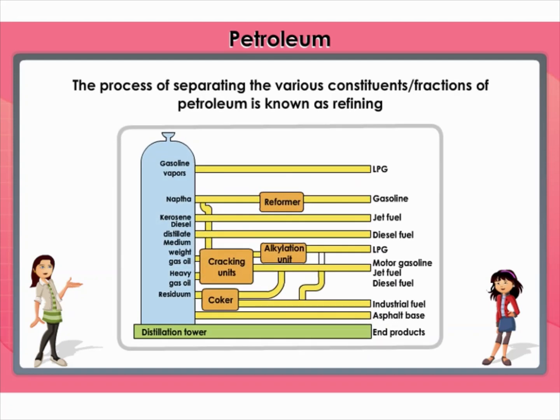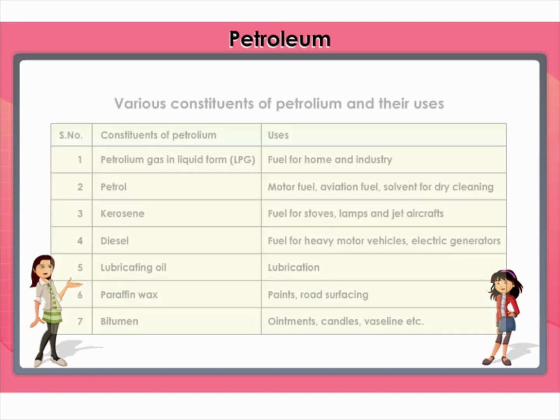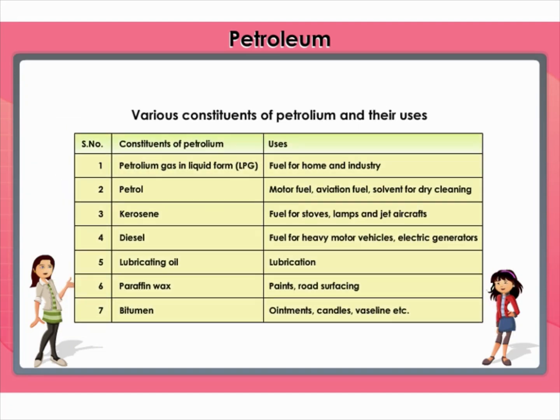Let's know more about refining of petroleum. Petroleum is a dark, oily liquid. It has an unpleasant odor. It is a mixture of various constituents such as petroleum gas, petrol, diesel, lubricating oil, paraffin wax, etc. The process of separating the various constituents or fractions of petroleum is known as refining. It's carried out in a petroleum refinery. Various constituents of petroleum and their uses are given in the table.